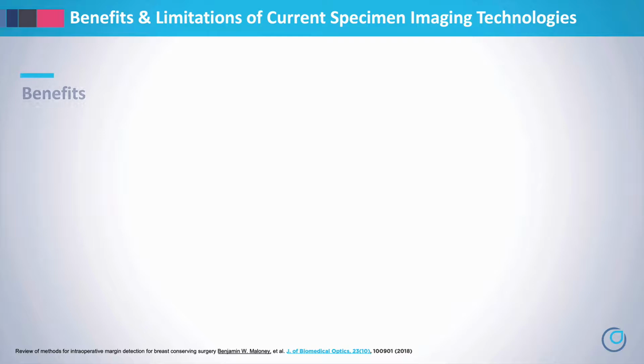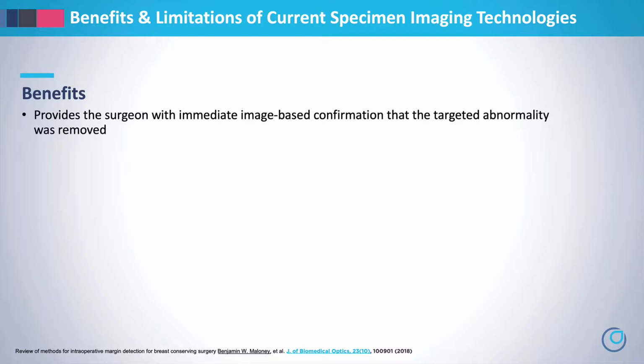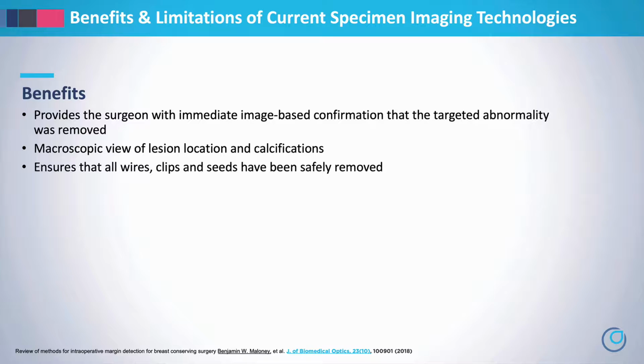We're going to talk briefly about the benefits and limitations of our current technology. The specimen imaging with ultrasound and mammogram provides a surgeon with immediate image-based confirmation that the targeted abnormality was removed. We gain macroscopic view of lesion location and calcifications seen on specimen radiography, and it helps the surgeon ensure that all wires, clips, and seeds have been safely removed.